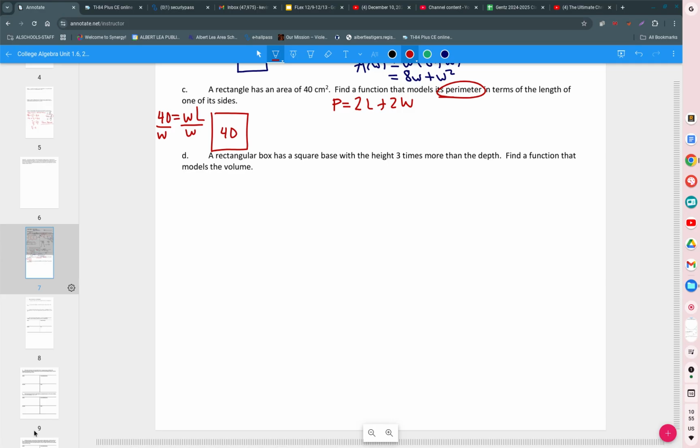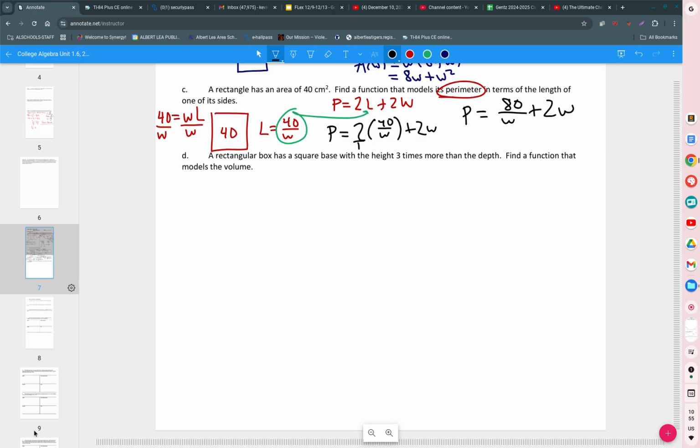And notice I get the equation L is equal to 40 over W. I can now take the 40 over W and I can drop it in for L right there. And so I get the perimeter is equal to 2 times 40 over W plus 2W. If I multiply by 2, I just multiply the top because this is 2 over 1. So I have perimeter is equal to 80 over W plus 2W.